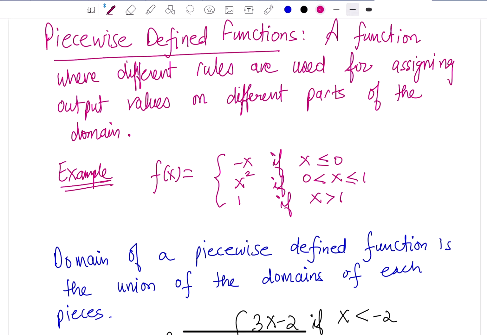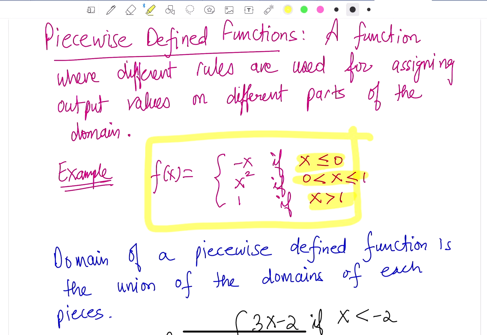Piecewise defined functions. A piecewise defined function is a function where different rules are used for getting output values on different parts of the domain. For example, this given function behaves differently when x is less than or equal to 0, behaves differently when x is between 0 and 1, and behaves differently when x is greater than 1.